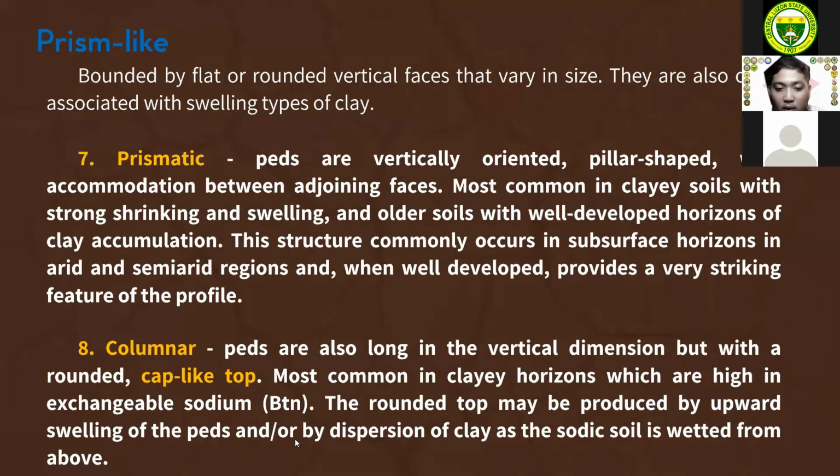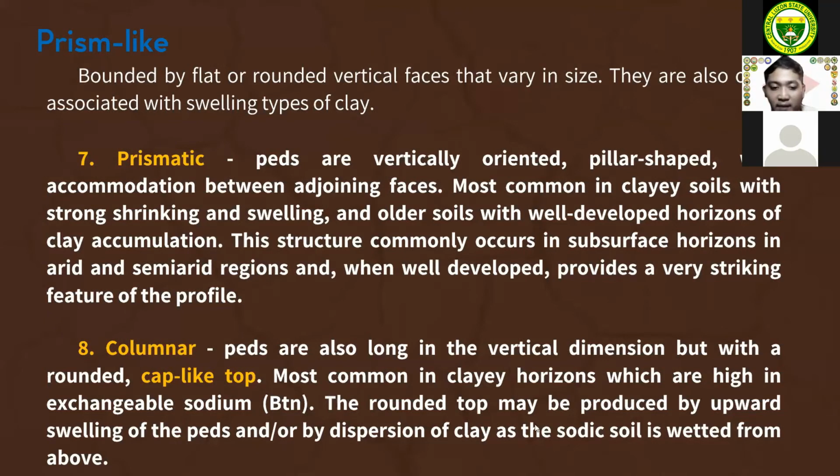So how we, in soil profiling, how we note high exchangeable sodium is by putting small letter N. I hope you can review also this one. So B means a subsurface horizon. Then T is the accumulation of argillic clay. Then N is the accumulation of exchangeable sodium. So that's how we note in soil profiling.